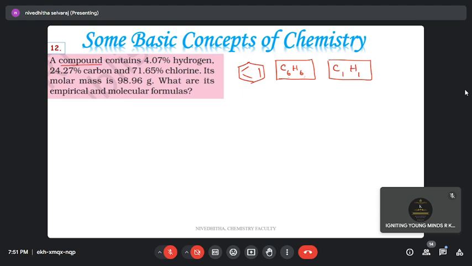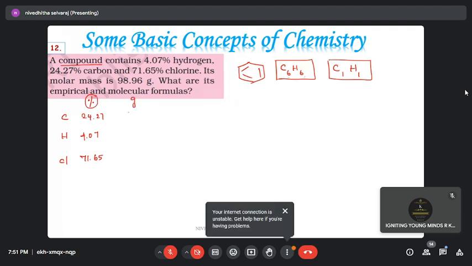So in this organic compound, what are all the elements present? Carbon, hydrogen, and chlorine. So what is the percentage of carbon present? 24.27. Very good, 24.27. And what is the percentage of hydrogen? It is 4.07. And what is the percentage of chlorine? It is 71.65. In the next column, we have to write this percentage in gram.